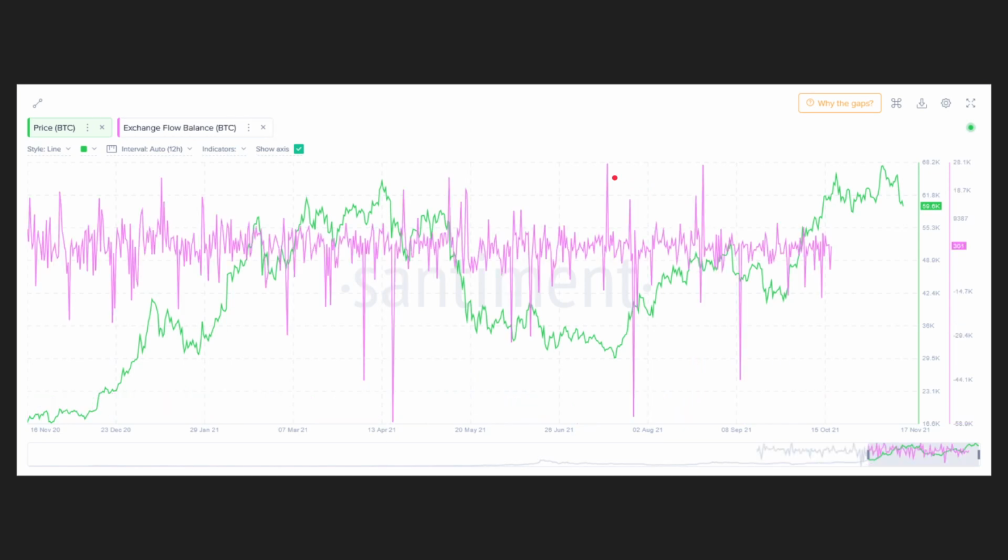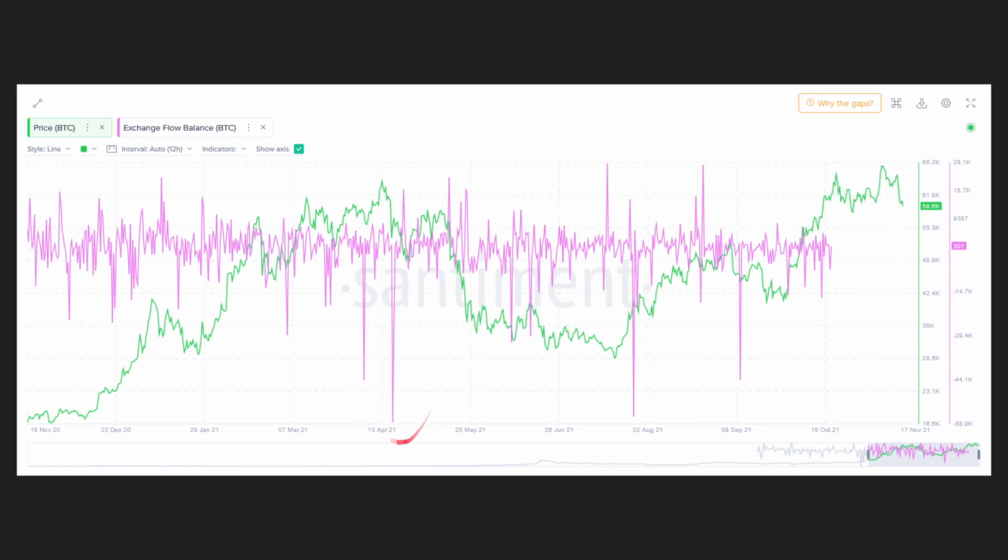Now we can also take a look towards exchange flow balance. So this is an example of the general balance of the exchanges. If we see a positive reading, this is an indication that exchanges have a surplus of the coin, in this case Bitcoin, whereas negative readings indicate that exchanges have a negative surplus, or they're in some sort of deficit. There's low amounts of coins. More coins are being taken off of the exchange than being added, I should say.